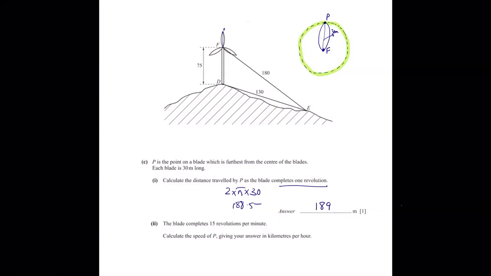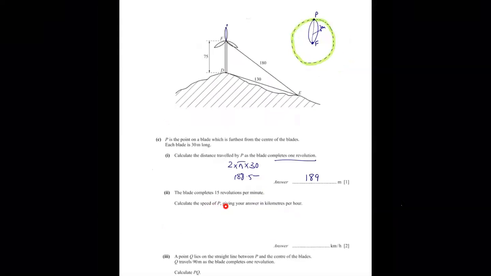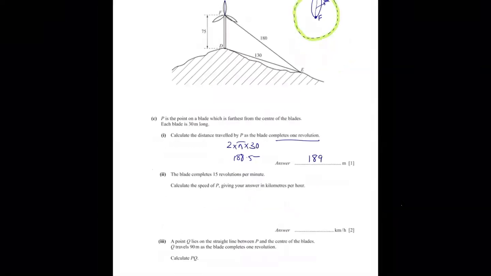Yes. Then the blade completes 15 revolutions per minute. Calculate the speed of P, giving your answers in kilometer per hour. If it is covering 15 revolutions in a minute, and in one revolution it's covering 189 meter, we need to calculate the speed in kilometer per hour. So let's first find how much distance it has covered in 15 revolutions.